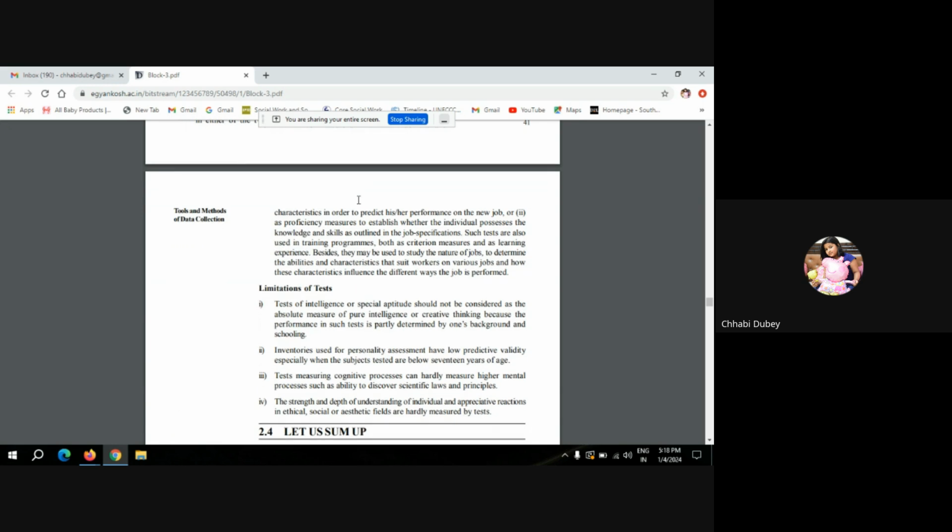Now, there are certain limitations of these tests. They should not be considered, first of all, as an absolute measure of intelligence or creative thinking. So they are definitely far from that. Second, inventories are often used for personality assessment, and they have very low predictive validity, especially when the subjects tested are below 17 years of age, that is, children.